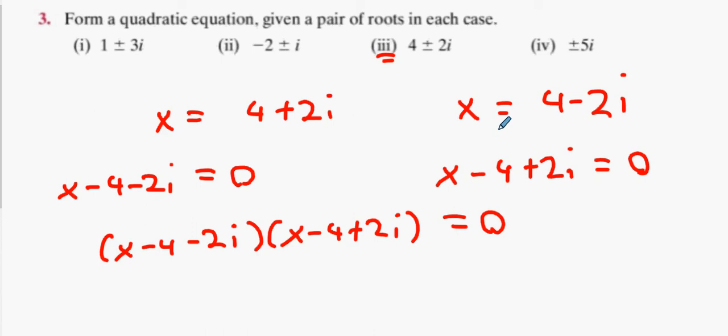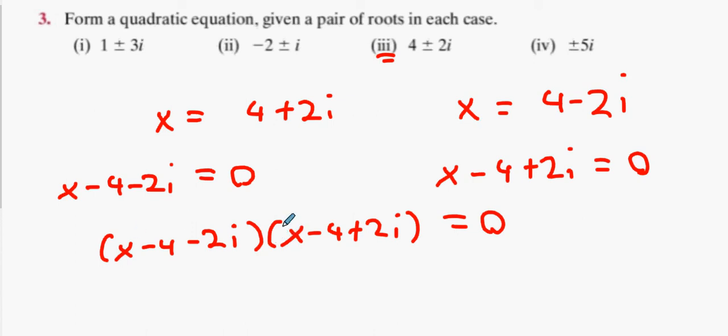When you get your answer, are you expecting any i's to be left over? Yay or nay? No, why? If they're in conjugate pairs, there should be no complex parts left in the equation when you go back to the start. So you'll see this happen in a second.